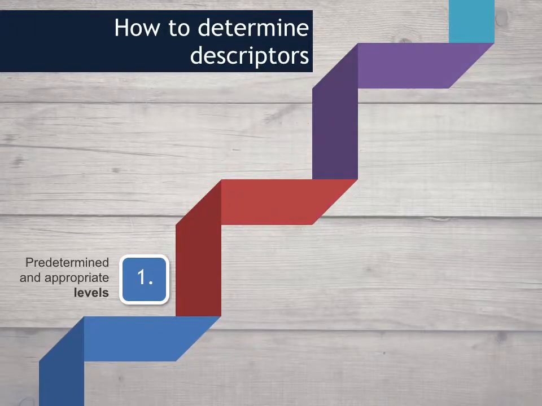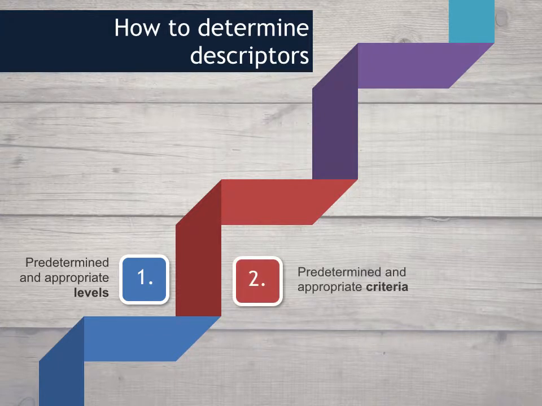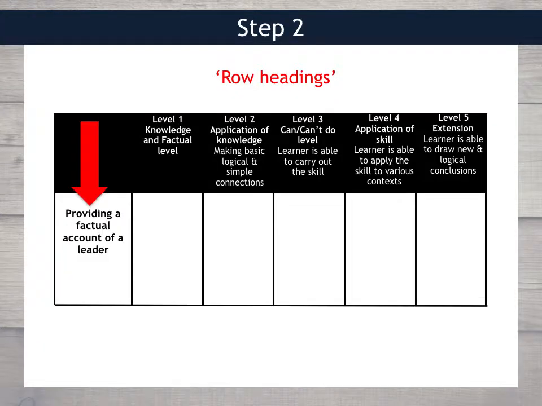The second thing we need to look at is to make sure that we've got predetermined and appropriate criteria. So where do we have the criteria from? Remember, right in the beginning, we did our task expectation, and from our task expectation, we got criteria. So those are your row headings. And in this case, the example we're using is providing a factual account of a leader. So that was one of the criterion. And remember, when you're developing a rubric, you're going to have a number of criterion down the side.